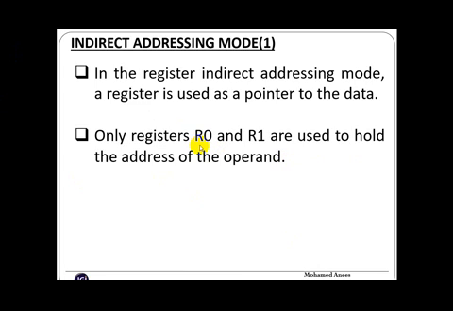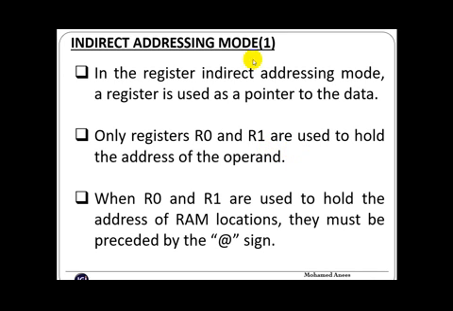Fine. So the only pointers which can be used are R0 and R1. No other registers can be used as pointers to point to the memory. Fine. And when R0 and R1 are used as pointers, how do you access the content? To access the content, you should use the at symbol. As in C programming, you used to use the star symbol. Here we use the at symbol.